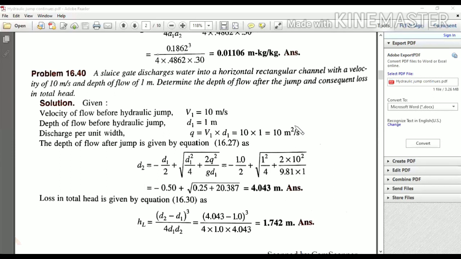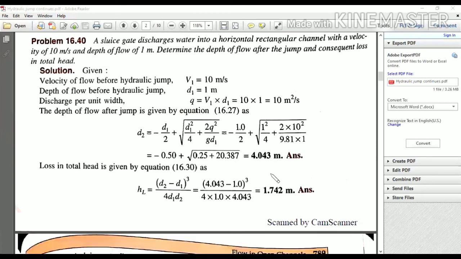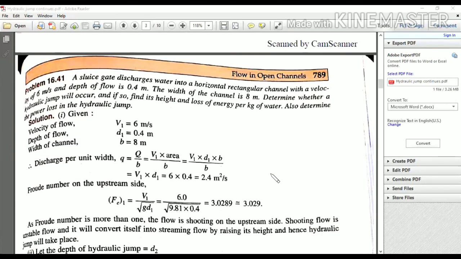So after getting the discharge per unit width, we shall substitute in all these formulas to get the depth of flow after the hydraulic jump in section 2, and also the loss of head is the same formula, d2 minus d1 whole cube by 4 d1 d2. Substituting these values, we will be getting 1.742. So this is a very easy question that is given here.